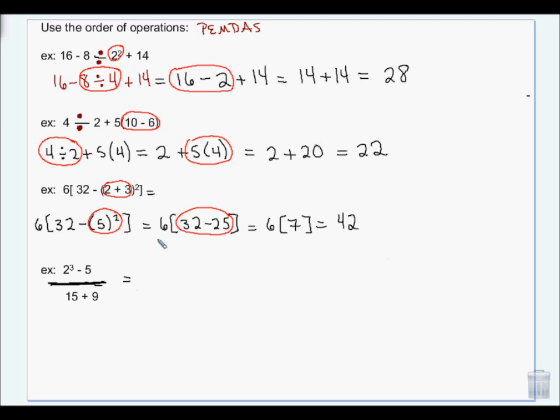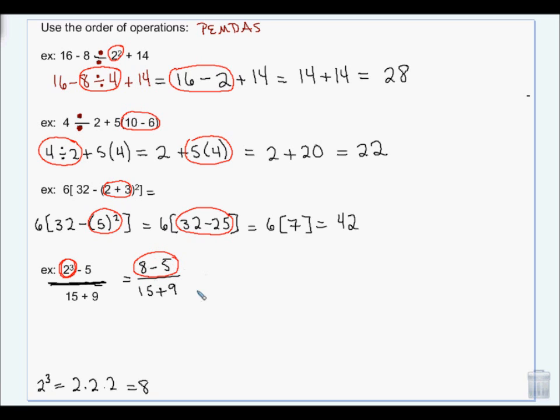Okay, so if I'm looking at the numerator, I have this 2 to the third. That's the exponent, so that comes first. And I'm just going to write this down here. 2 to the third is 2 times 2 times 2. It's 8. So I have 8 minus 5. 15 plus 9. Okay.